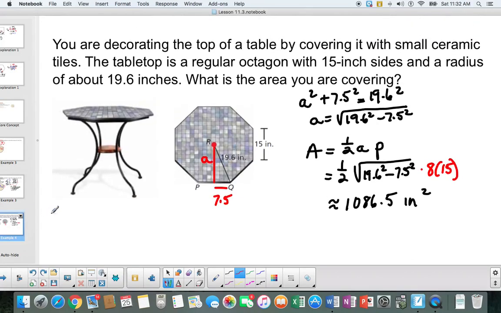All right, let's take a look at this problem, finding the area of this octagon. Remember the formula is 1/2 AP. Perimeter I can find because this side is 15, and all I have to do is multiply it by 8. So 8 times 15 is going to give me my perimeter. Now I just need my apothem. Since I know two sides of this right triangle, I am just going to use the Pythagorean theorem to figure out what A is. Then I put A in here, and I'm able to figure out my area.